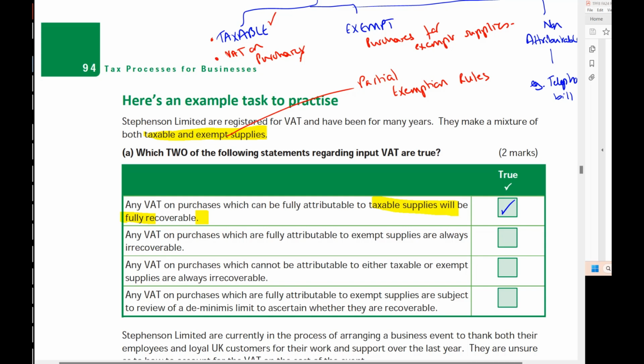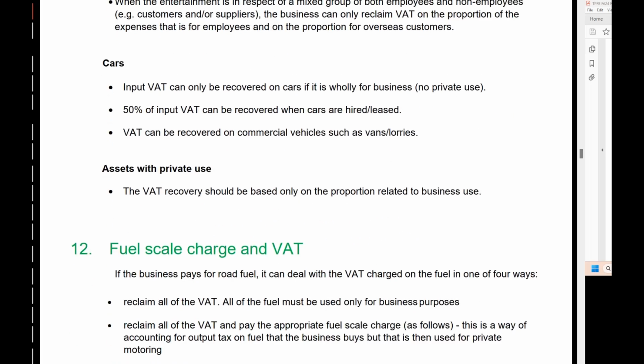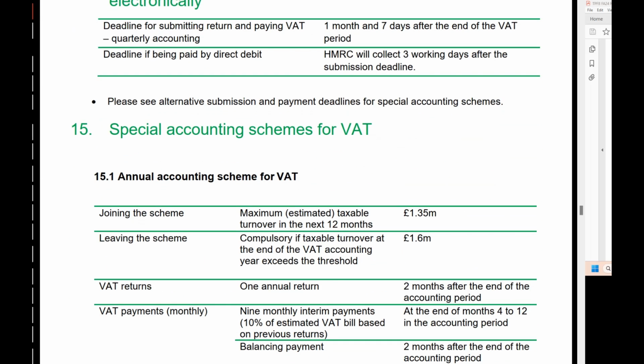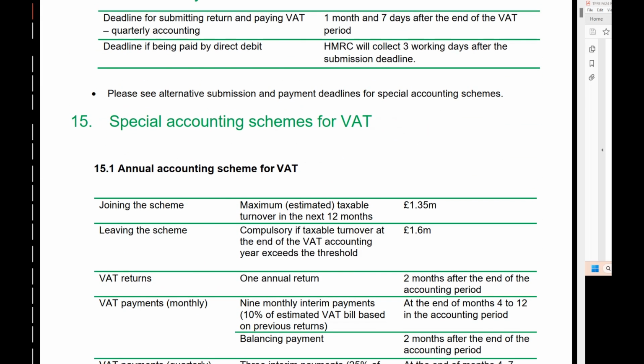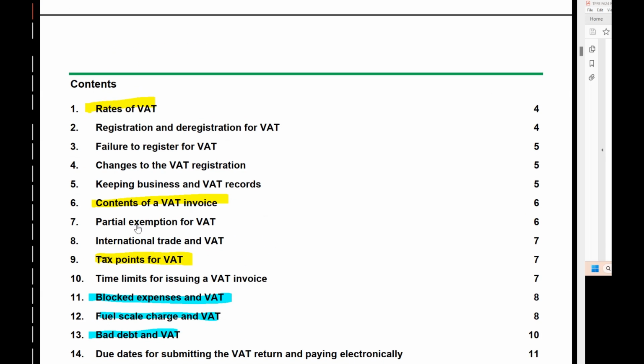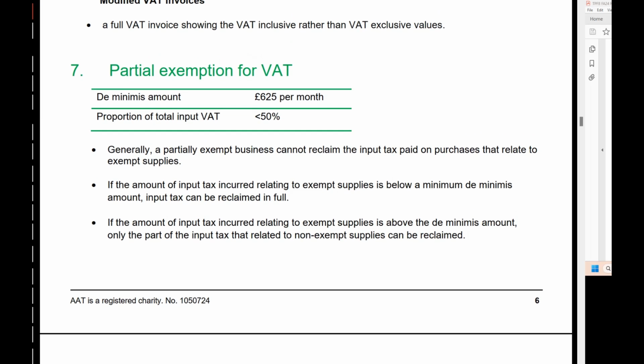Any VAT on purchases which are fully attributable to exempt supplies are always irrecoverable. Not always. And perhaps the reference material might help us. Just find our exempt supplies bit. Just use the index rather. Partial exemption. There we go, section 7. So the first thing it shows me in the partial exemption section is that there is a de minimis amount. But let's check this bit first.